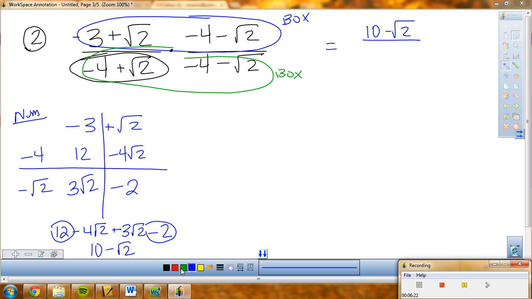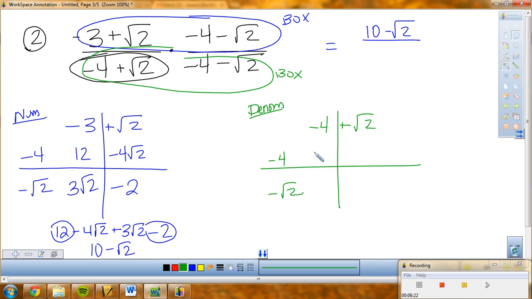And then I'm going to come and work on my denominator box, which will follow a pattern because we specifically want the conjugate to work out in that special way. So negative 4 plus root 2 and negative 4 minus root 2. Negative 4 times negative 4 is positive 16. Negative 4 times positive root 2 is going to be negative root 2. Negative times a negative is a positive 4 root 2. And a negative times a negative is a negative 2.